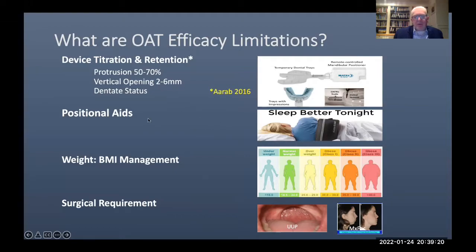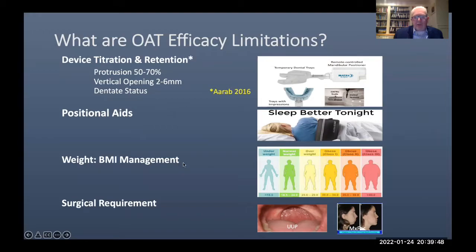But there are other technological aids that can be used. So positional aids, we know that the airway is more patent and the caliber is maintained better when people sleep on their side. So there are sleep trainers. This is an example of a device, Somber Pump, that by reducing the incidence of supine sleeping or sleeping on your back, the airway patency can be maintained. So that will help the efficiency of the device.